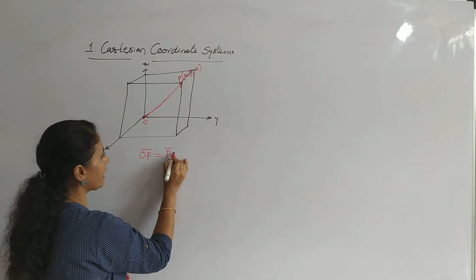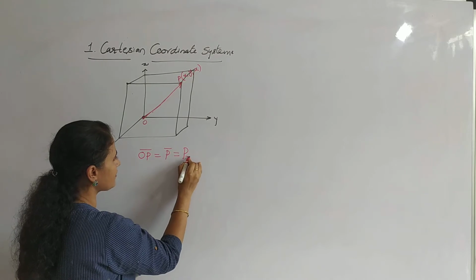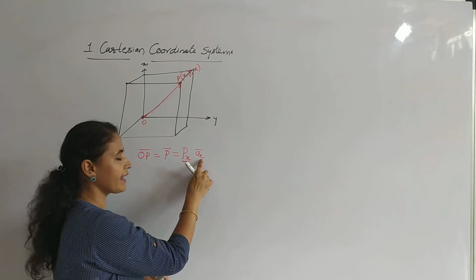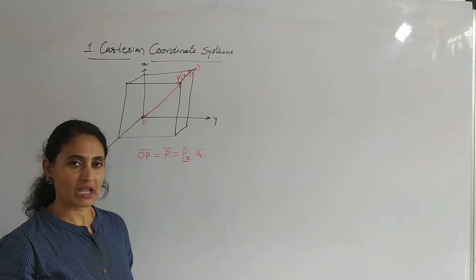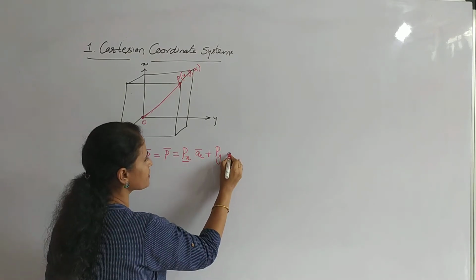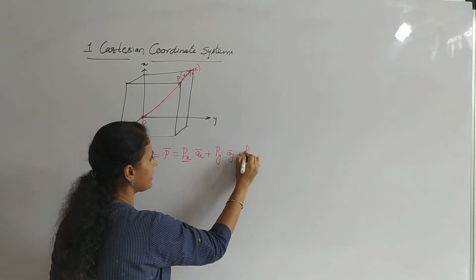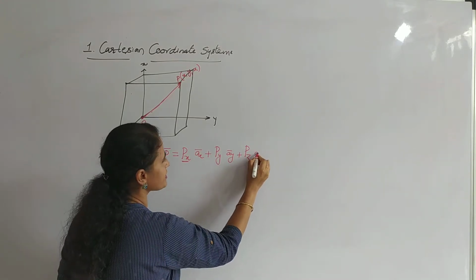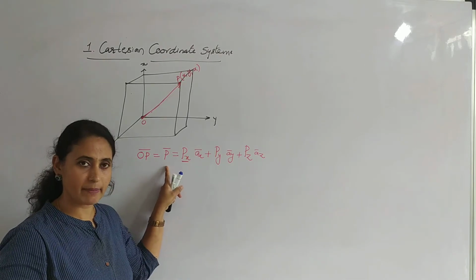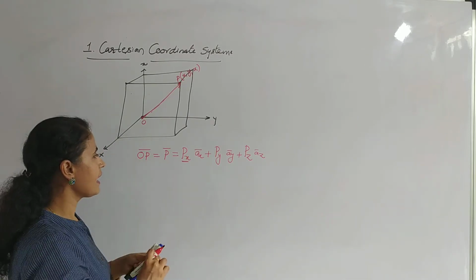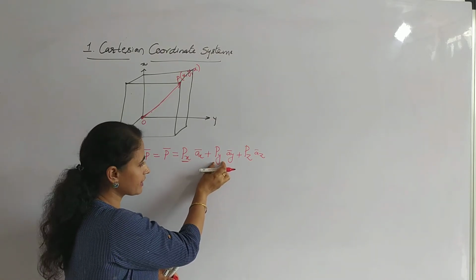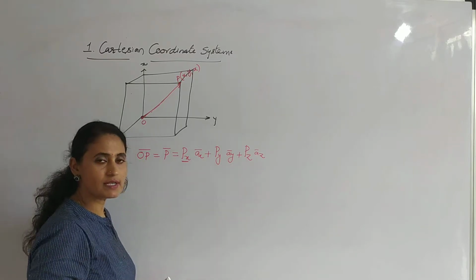The point P covers some magnitude along the x-axis, where AX bar is a unit vector along the x-axis, and it covers some distance along y, which is given by AY, and some distance along z, which is given by AZ bar. So the position vector P bar is represented as a magnitude along x, a magnitude along y, and a magnitude along z.